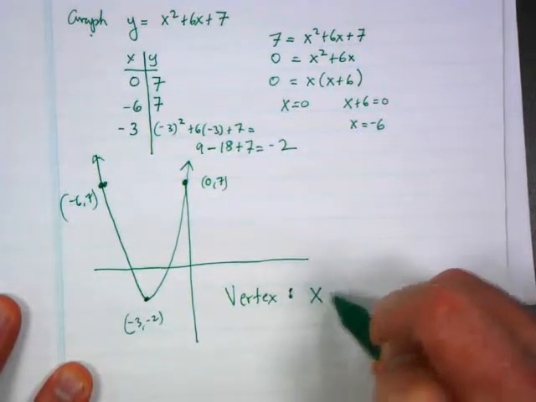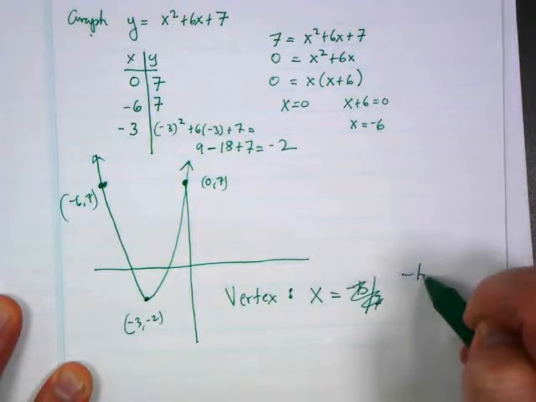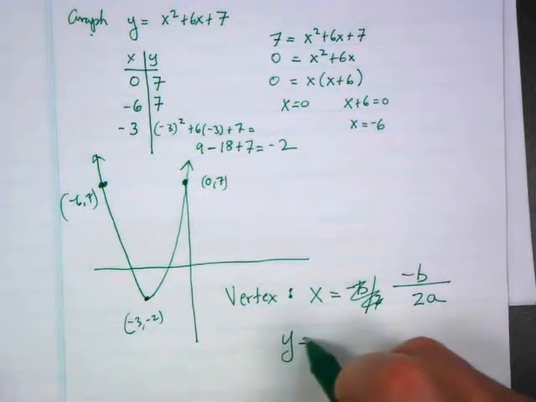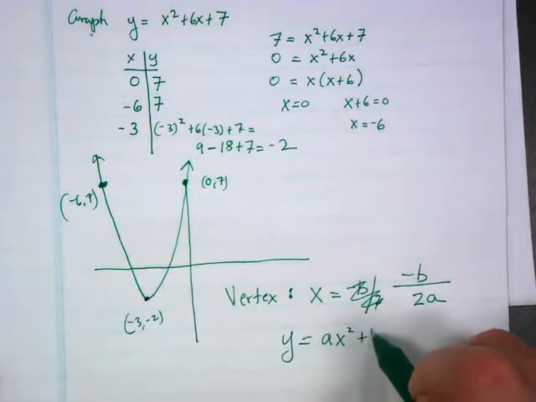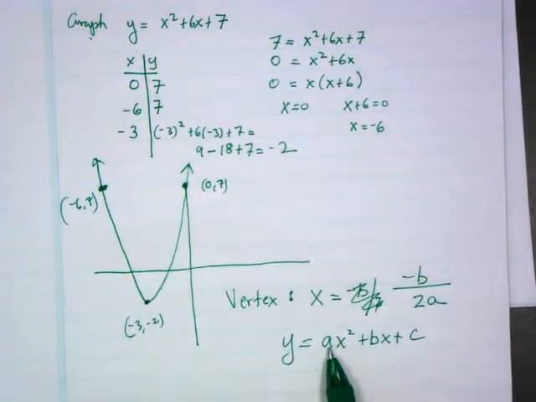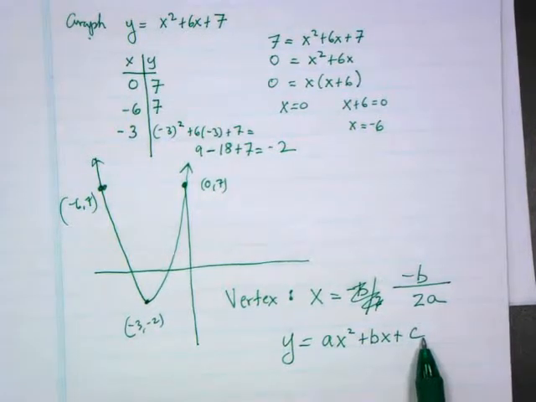It gives you the x number. X equals negative b over 2a. Where what's b and what's a? The number in front of the x squared is a, the ax squared, and then plus bx plus c. Typically we write our equation this way: y equals ax squared plus bx plus c. So a is the coefficient in front of the x squared. B is the coefficient of the x, and c is just the constant.